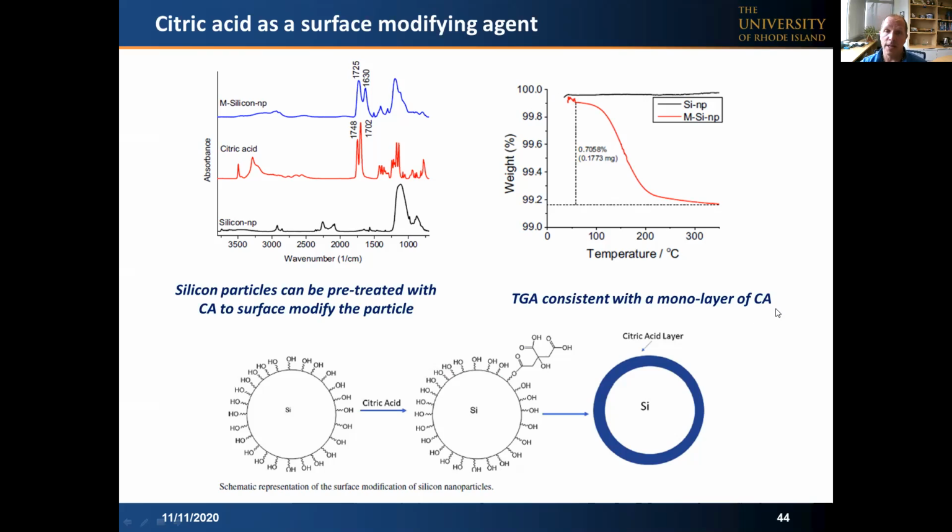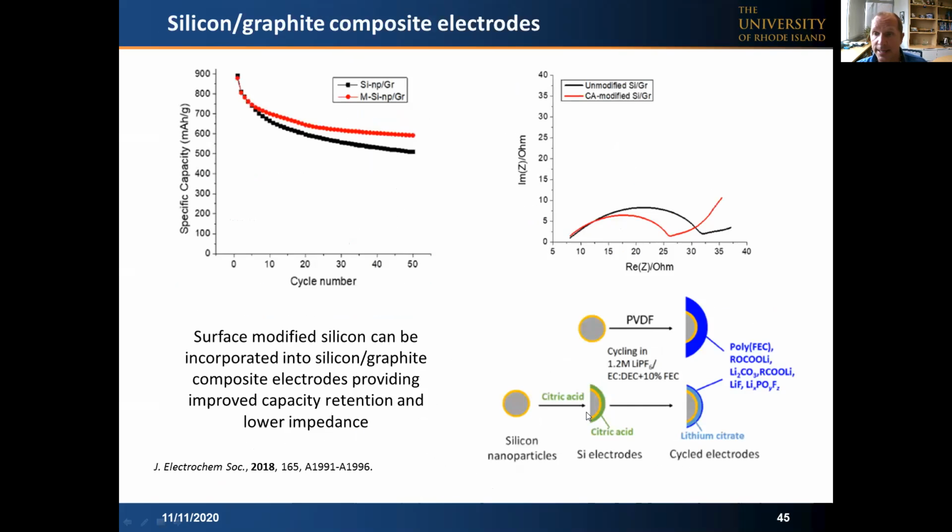So what we believe is happening here is we take our silicon particle, we incorporate the citric acid, and we're basically making a monolayer of citric acid on the surface of the silicon. And this monolayer of citric acid effectively acts as a pre-SEI. So we already have SEI components. As we lithiate the silicon, we convert the citric acid into lithiated citric acid, which provides significant stabilization.